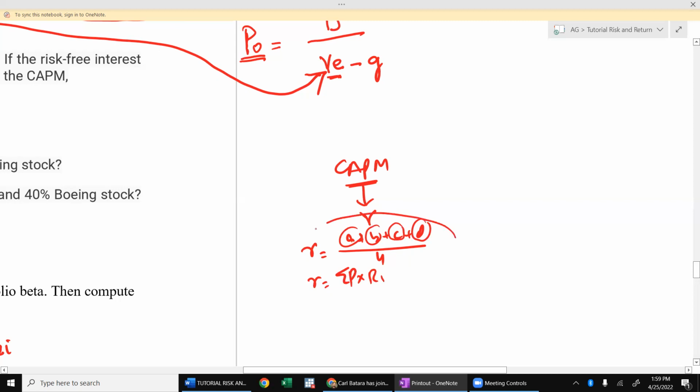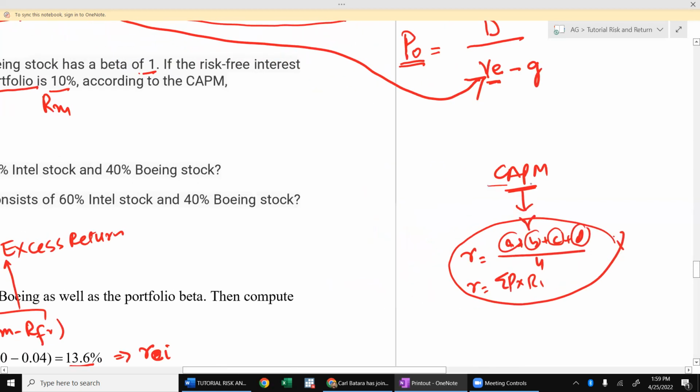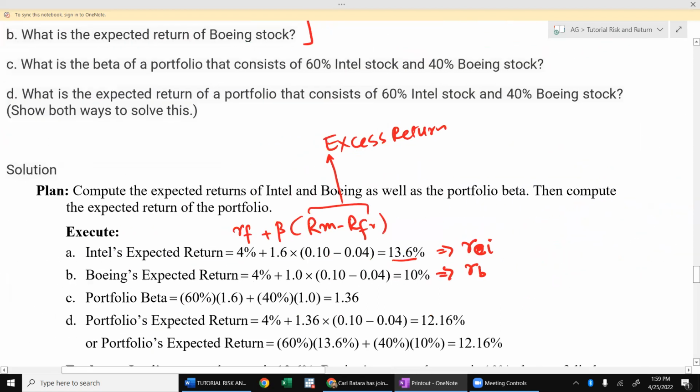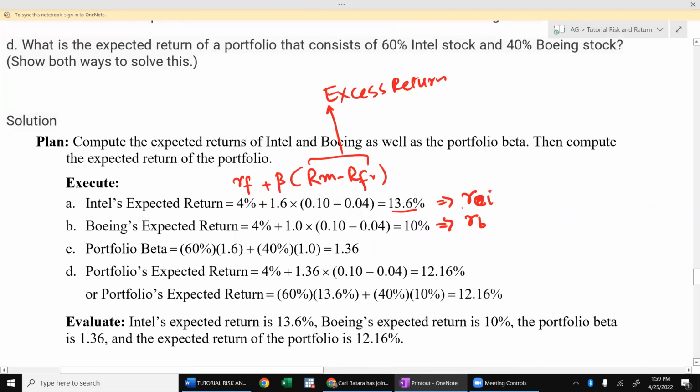So this is one way to calculate the return. I mean, this is not a wrong way. You can also calculate return if you are given historical return, but for the future return, you will use CAPM, right? So that is why it is calculating return for you. Intel has higher risk than Boeing because Intel has more systematic risk than Boeing. Okay, so we got it.